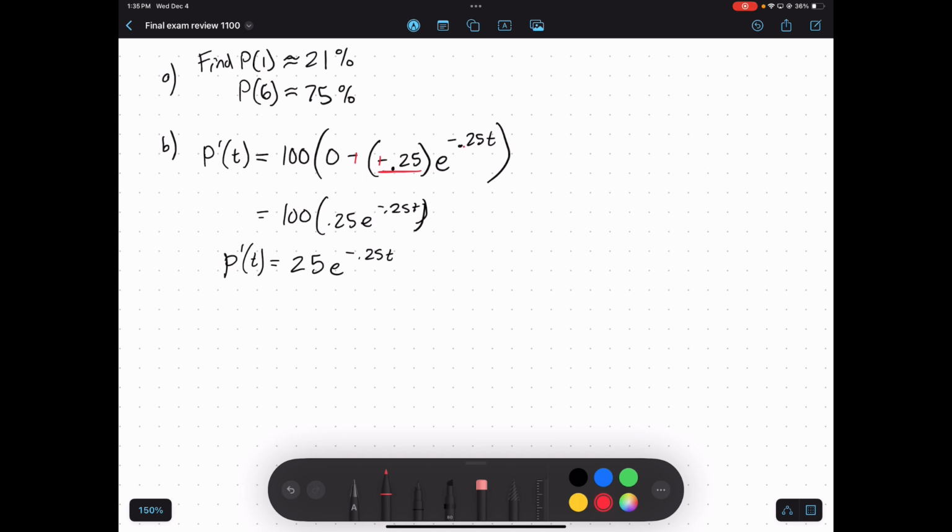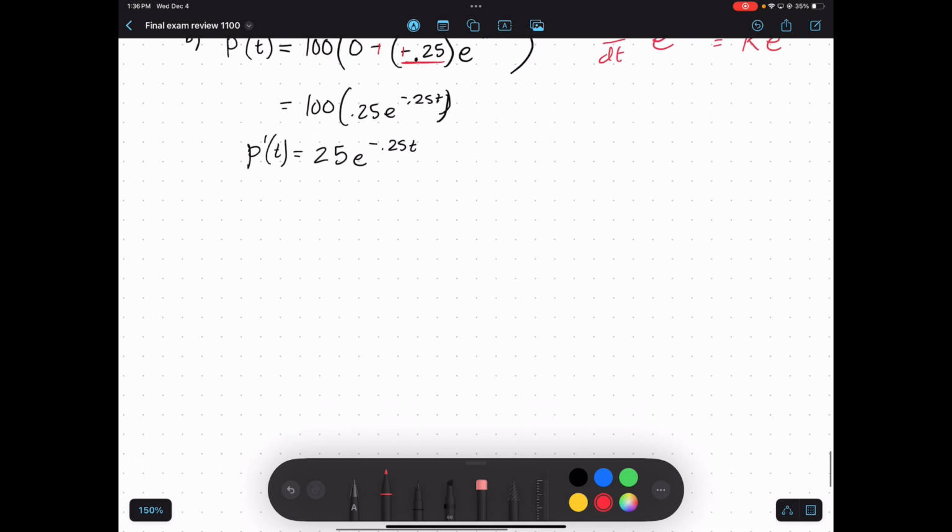So just as a reminder, right? If you have e to the kt and you take the derivative, your derivative is you just bring down that constant and leave everything else the same. Notice you don't bring down the variable with it, just the constant. You just bring down the constant. Okay, very nice. Part C.